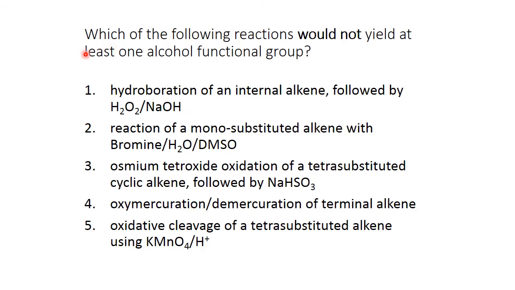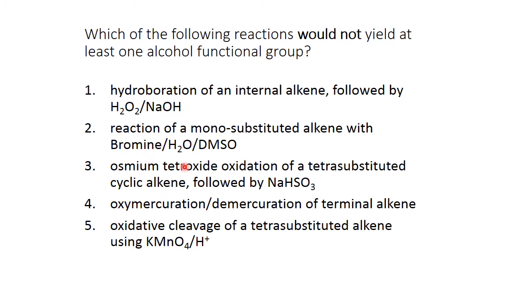Which of the following reactions would not yield at least 1 alcohol functional group? Okay, when I look at this, hydroboration of an alkene would put an alcohol group on an alkene. It would replace the carbon double bond with the addition of water. Here, when we use bromine and water, what happens is across the double bond we put a bromine and an alcohol group. So this would give us an alcohol group.